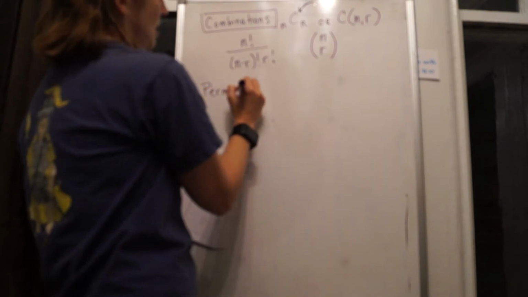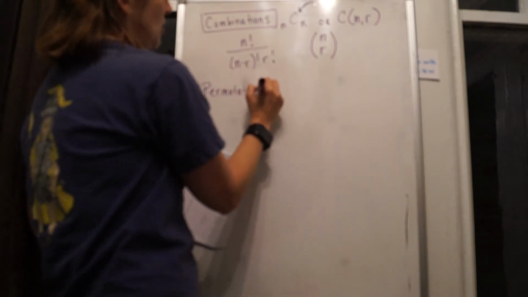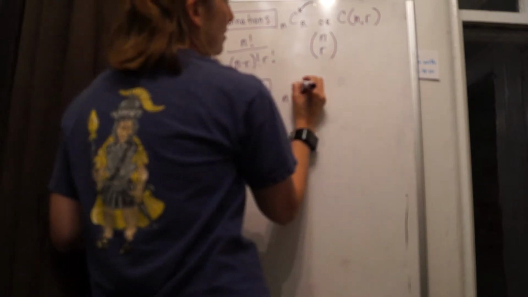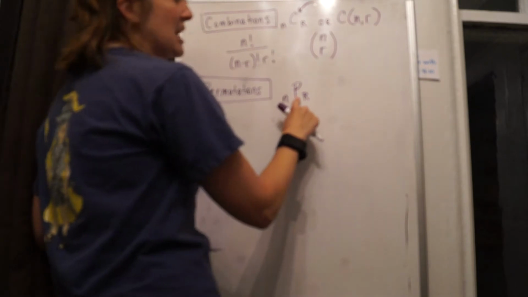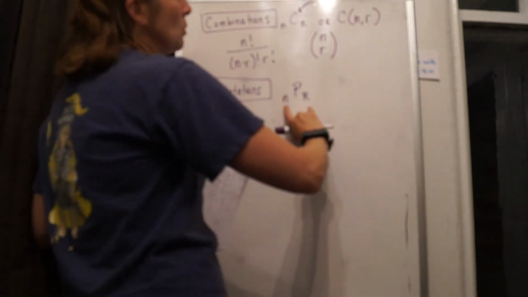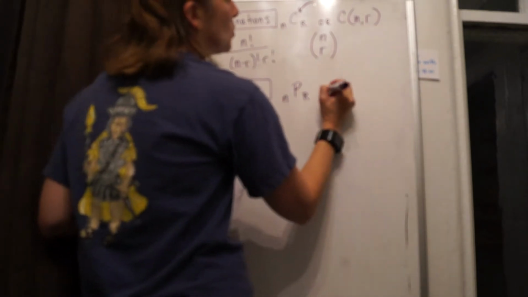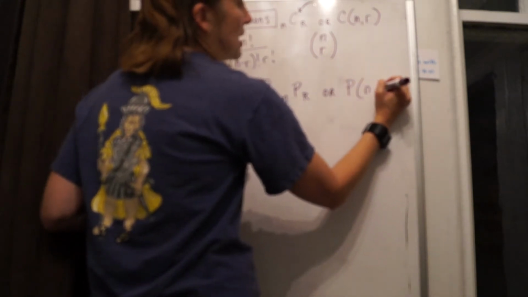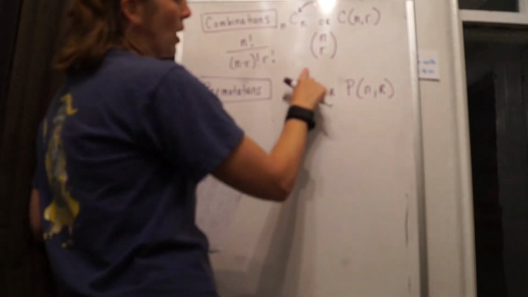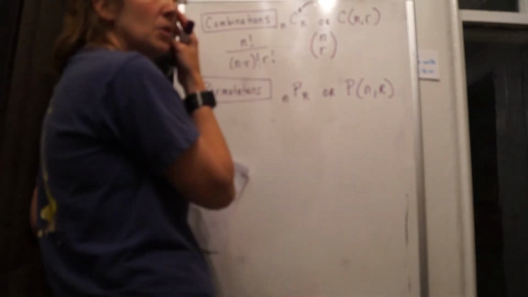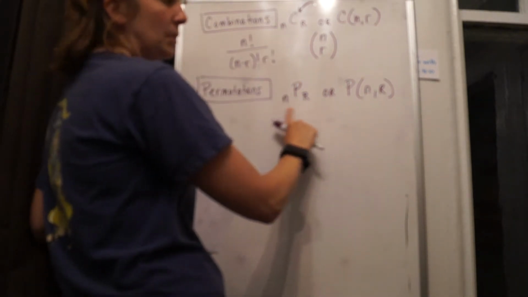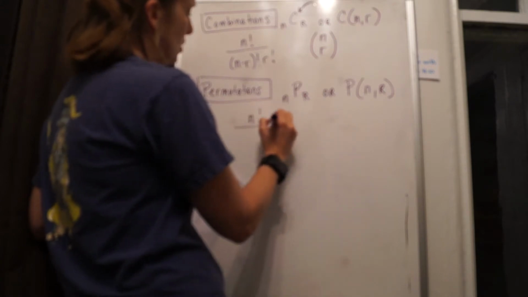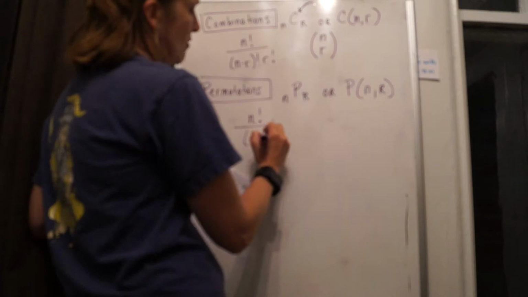Permutations. A permutation is written either like this. Notice the similarity. It's the big P this time for permutation, with the small n and r subscript, or another way, the way your book prefers to write it, is the big P with n and r in parentheses. In the calculator, it's probably going to look like this. If you have a permutation button in your calculator, it probably looks like this. And the formula for this one is n factorial over n minus r factorial.